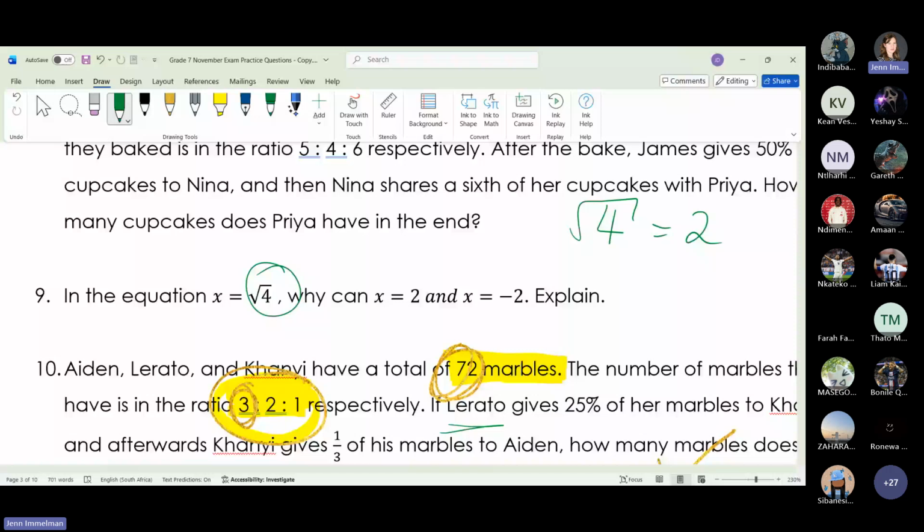So you can either explain in words by saying that, or you can show 2 times 2 equals 4. Negative 2 times negative 2 equals 4. That means square root of 4 can be either, because 2 to the power of 2 is 4. Negative 2 to the power of 2 is 4.